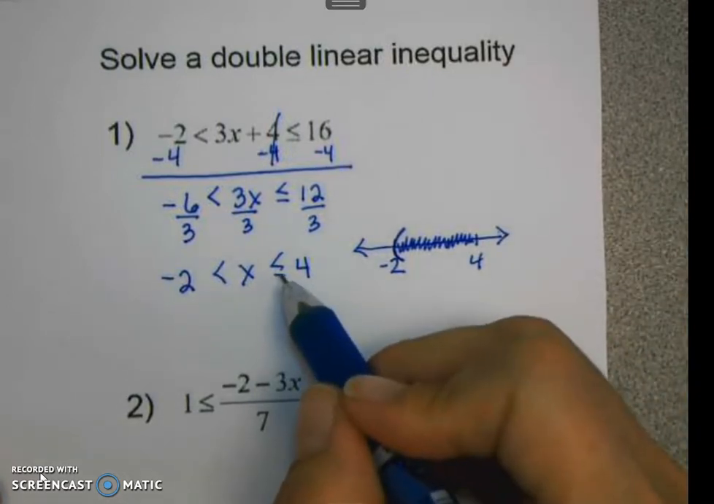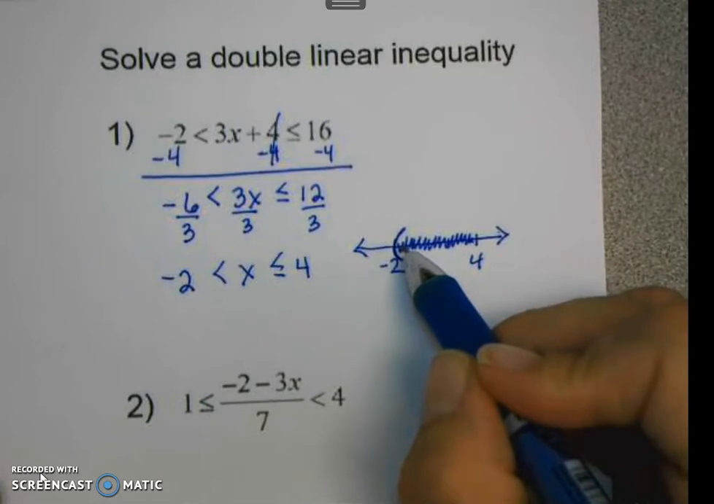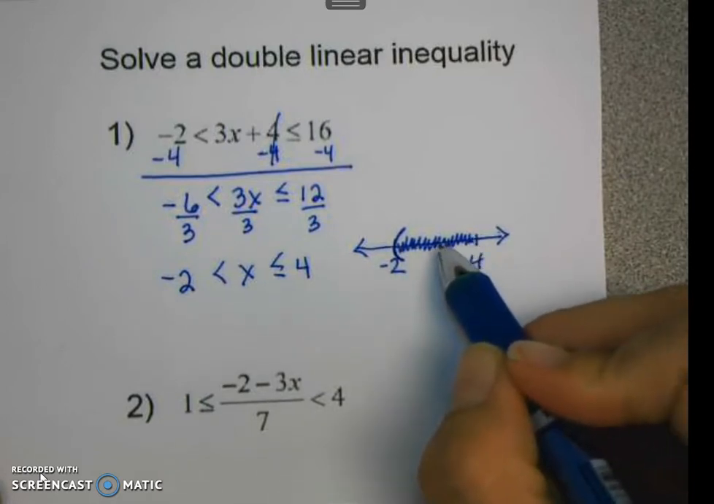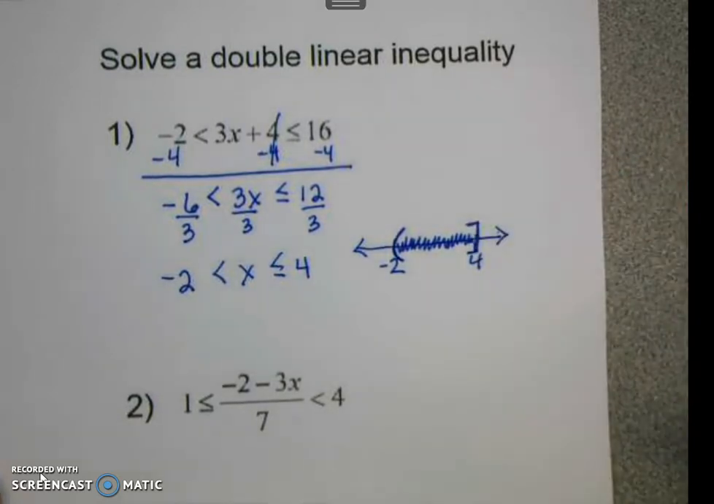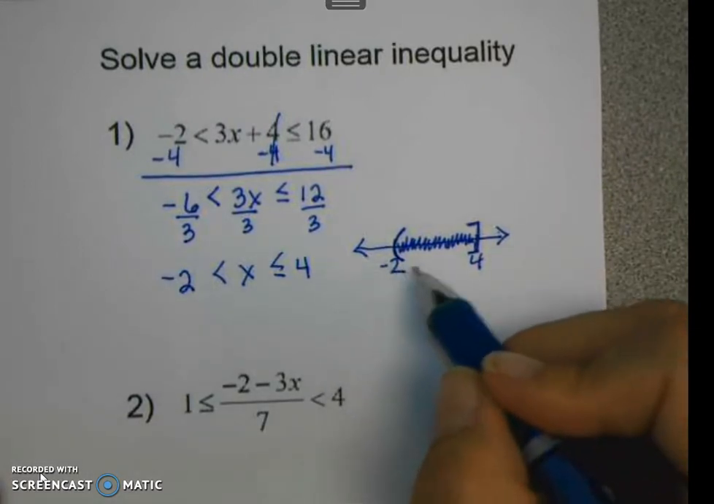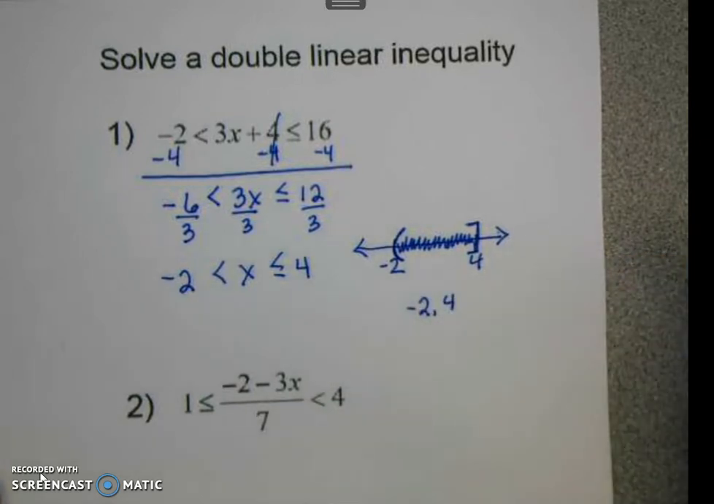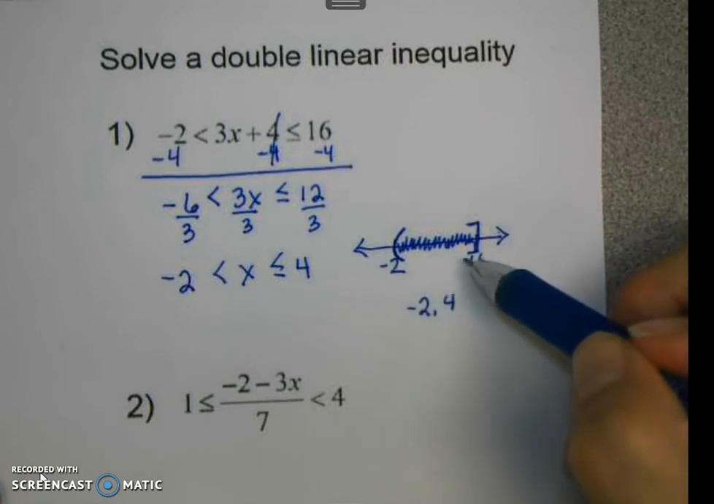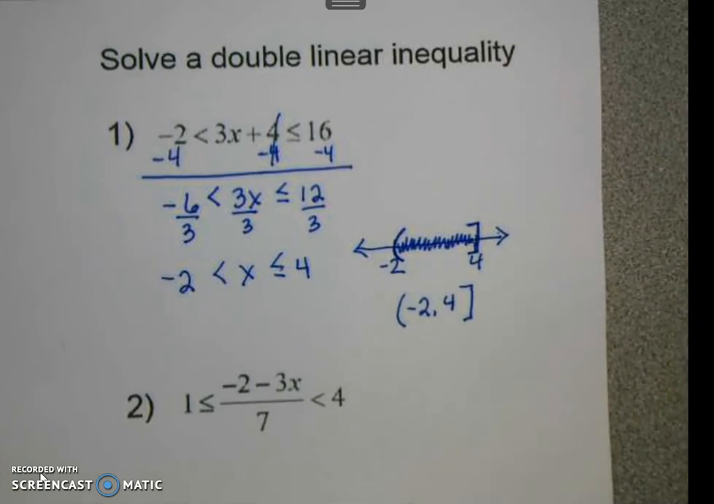My 4 has an equal sign on it, which means I need a closed bracket. When I stand at my 4, all my numbers are to the left of me. So I need the closed bracket that points to the left. And then to write that in interval notation, remember you're going to just take negative 2 and 4 and put them side by side. And then copy the brackets that you used. Negative 2 was open and 4 was closed. Much simpler and faster than the long version.